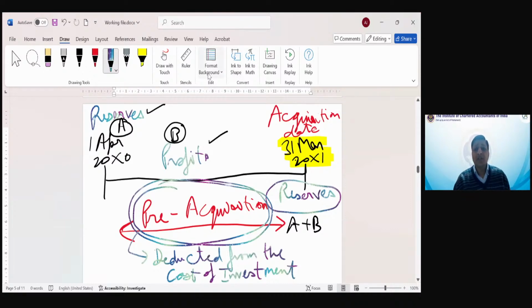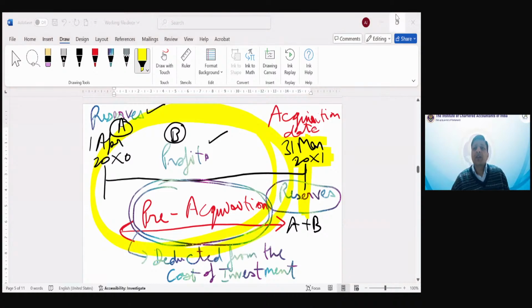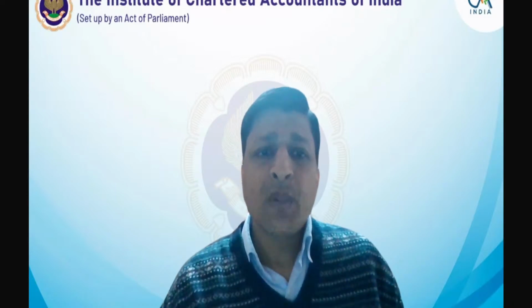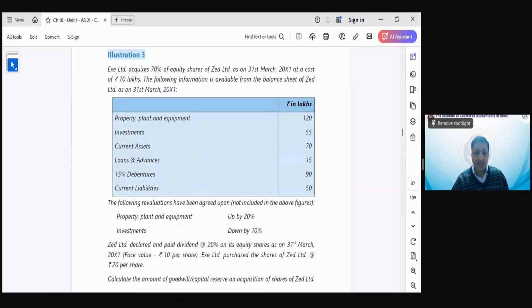Why is that so? Because today when you are acquiring this company, for everything which belongs to this period, this consideration would be agreed for. So let's try to understand this accounting in that particular example now. Okay. So we'll get on to this solution now.